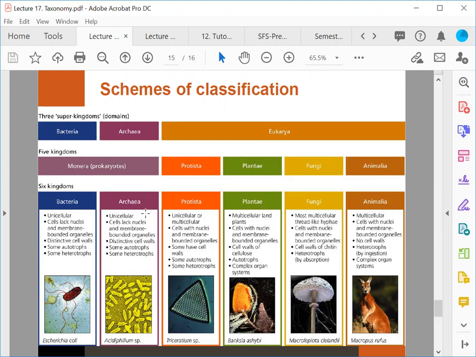Okay, moving on to kingdom Archaea. So once again, unicellular, cells lack nuclei and membrane-bound organelles, distinctive cell walls. Some are autotrophs and some are heterotrophs. All right, moving on to the eukaryotes, kingdom Protista. These are mostly unicellular, but there are some very large multicellular organisms in this group.